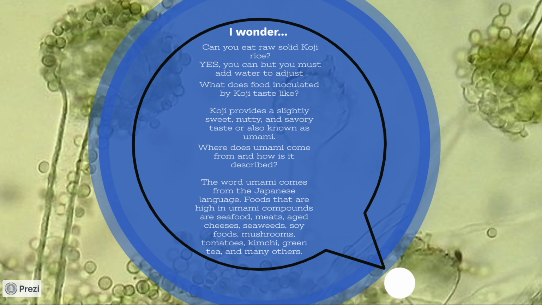Where does umami come from and how is it described? The word umami comes from the Japanese language. Foods that are high in umami compounds are seafood, meats, aged cheeses, seaweeds, soy foods, mushrooms, tomatoes, kimchi, green tea, and many others.